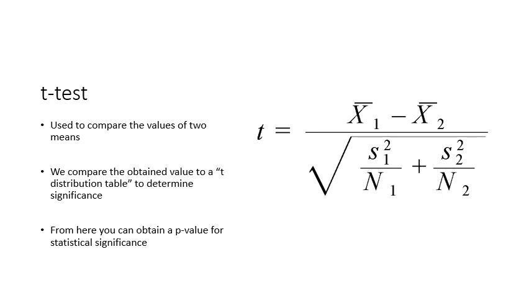So in the t-test, we compare the obtained value to a t-distribution table. So you're noticing a theme here that there's some sort of distribution table to determine some sort of significance. And from here, you can obtain a p-value for statistical significance.